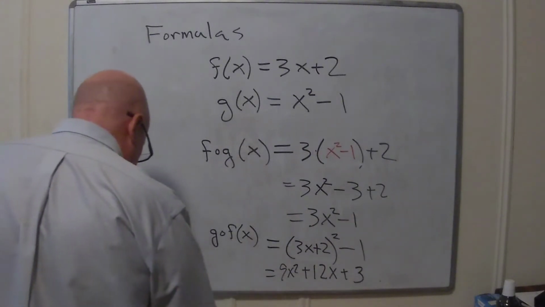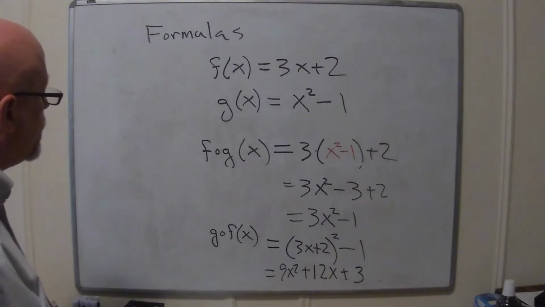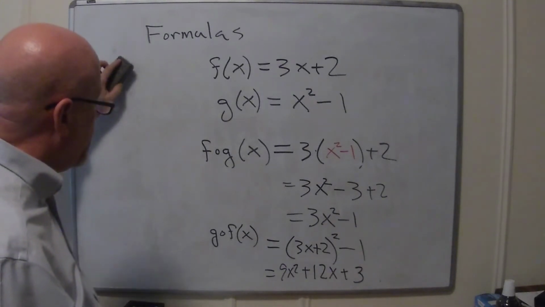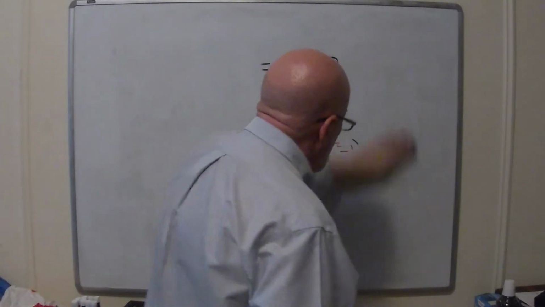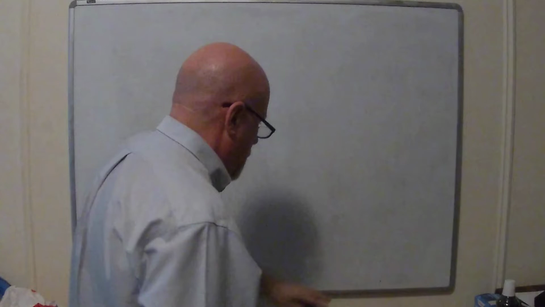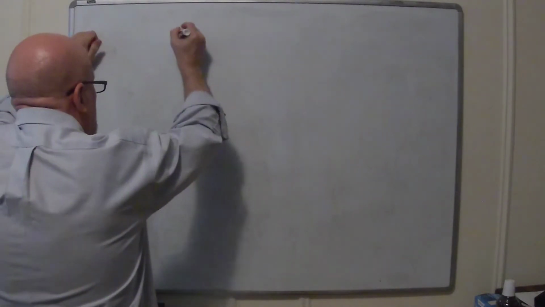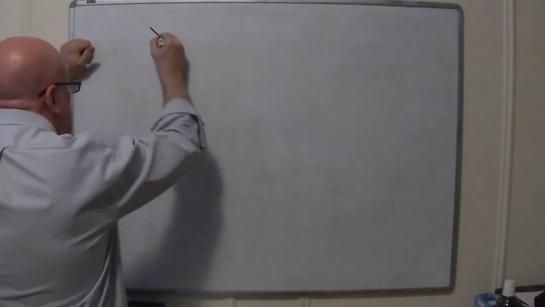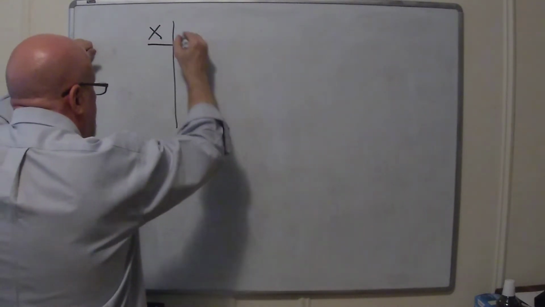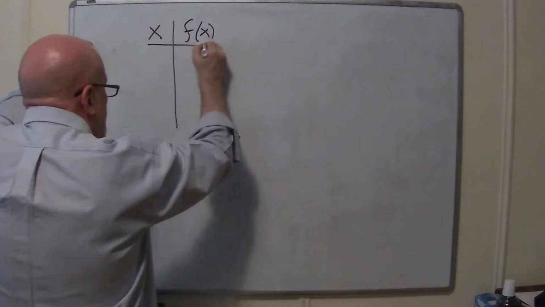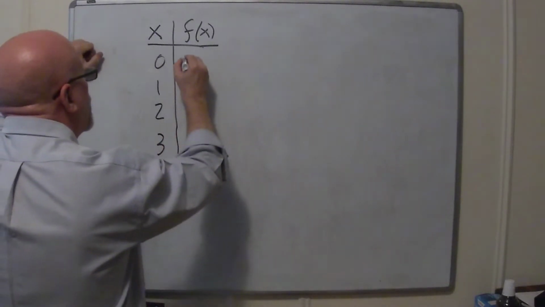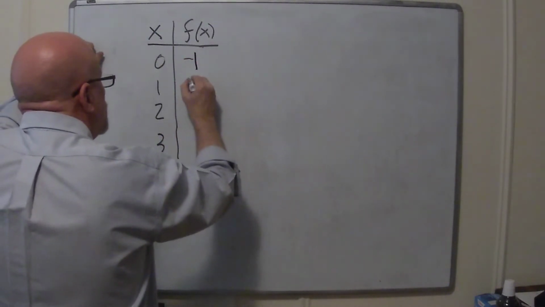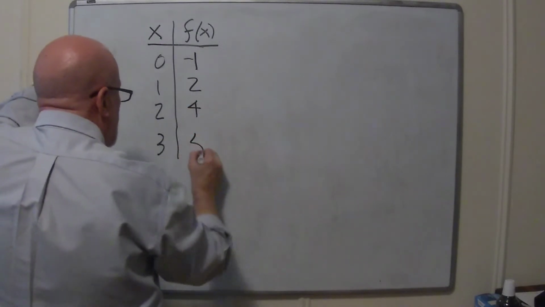All right, so that's the idea of composition for formulas. Let's take a look at it if we have tables for our functions. Suppose here's a table for F. I'm going to go 0, 1, 2, 3, and frankly, I'm just going to make up numbers to go in here. Minus 1, 2, 4, 5.